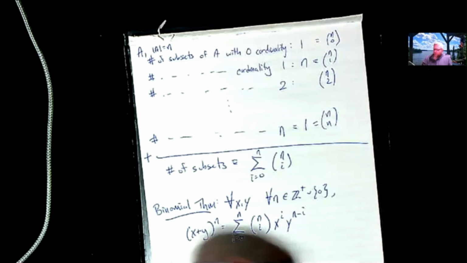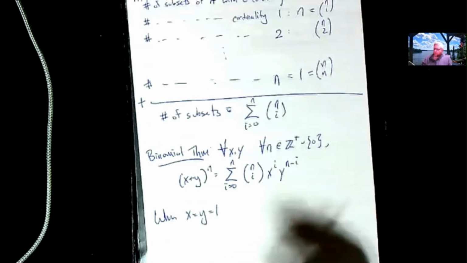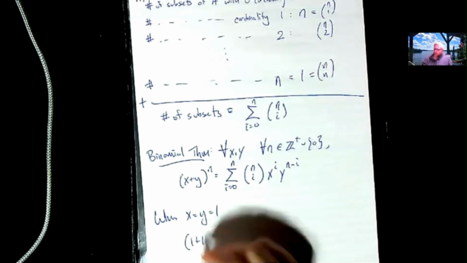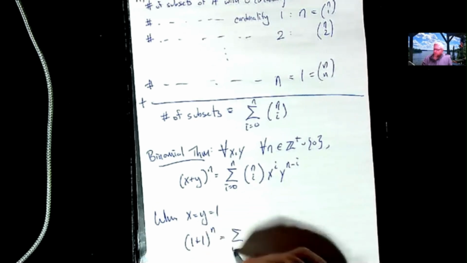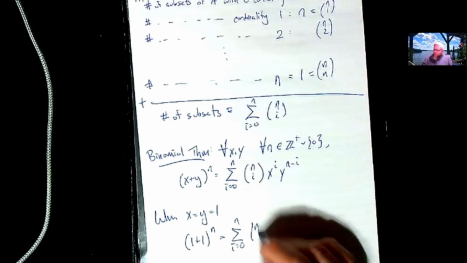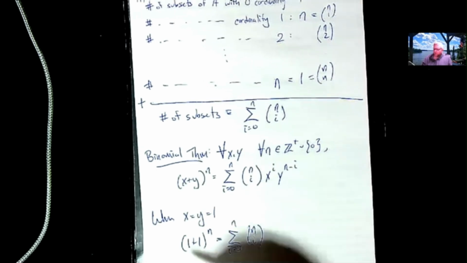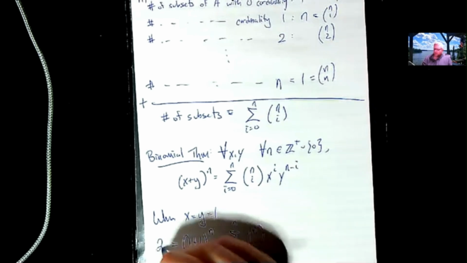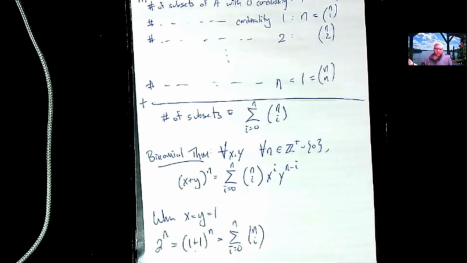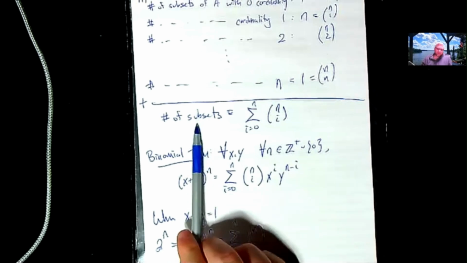So what does the binomial theorem say when x and y are both 1? (1 + 1)^n is equal to the sum as i goes from 0 to n of n choose i. Oh, what's (1 + 1)^n? That's 2^n. You see, this is where everything comes full circle. 2^n is exactly what we counted earlier as the number of subsets.